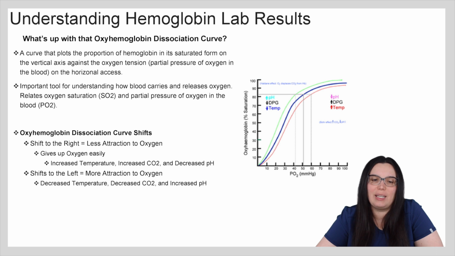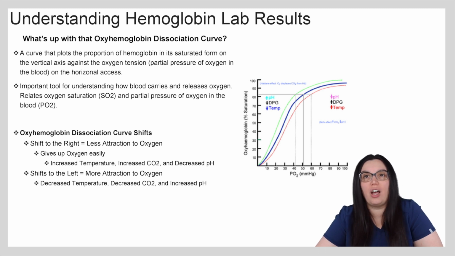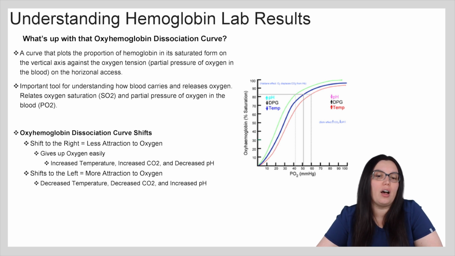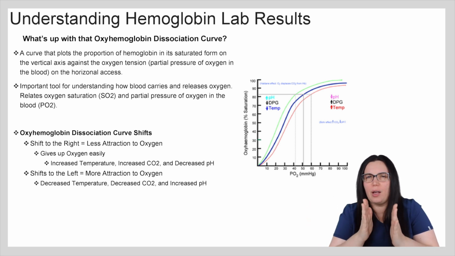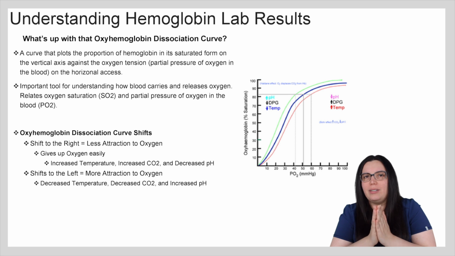So when we have these septic patients, because of all of these things taking place, we're going to see a shift to the right, and we're going to have less attraction to oxygen. Why? Because the body is going to be giving up oxygen more easily in response to that high temperature, high CO2, and decreased pH to help oxygenate the body. I hope that clears up the oxyhemoglobin dissociation curve.